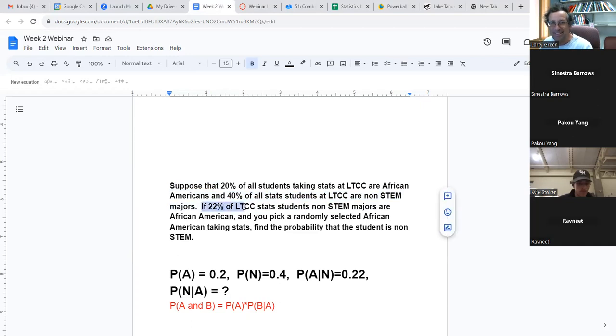If 22% of LTCC stat students who are non-STEM majors are African American, and you pick a randomly selected African American taking stats, find the probability that the student is non-STEM. Okay, so do you remember my warning at the beginning about chapter 3? You remember what I warned you about? It's hard. Okay. And all of a sudden, this is hard. But I want to let you know this paragraph is more useful than the other stuff.